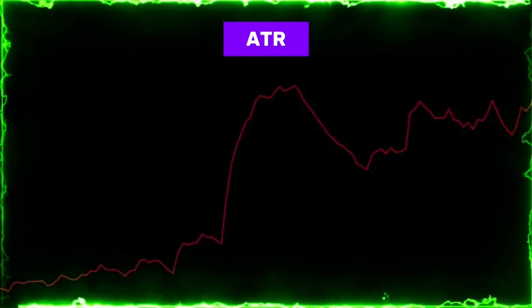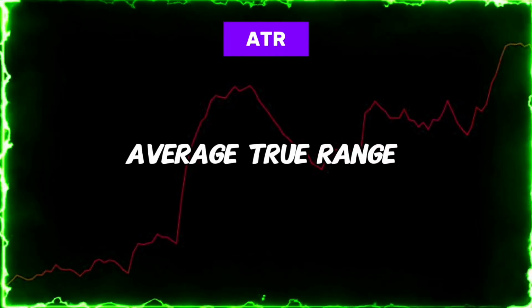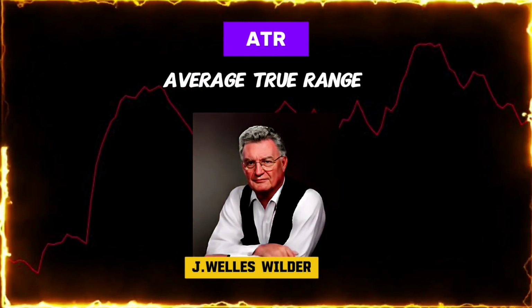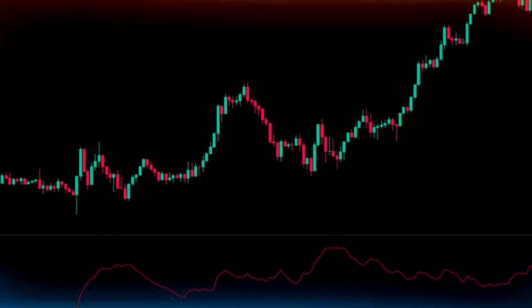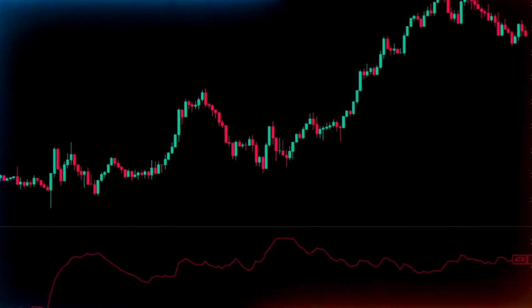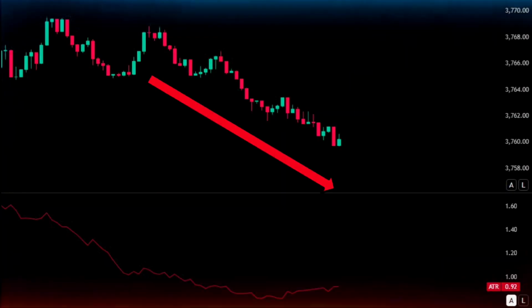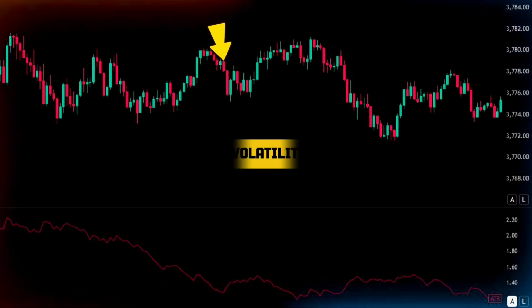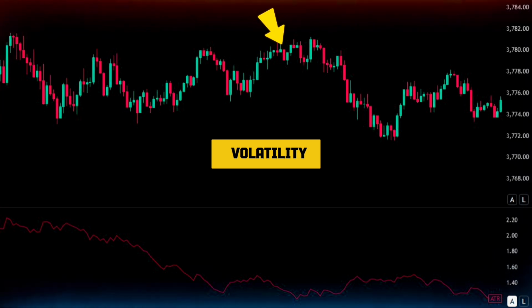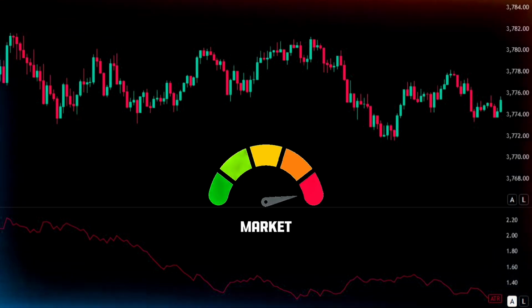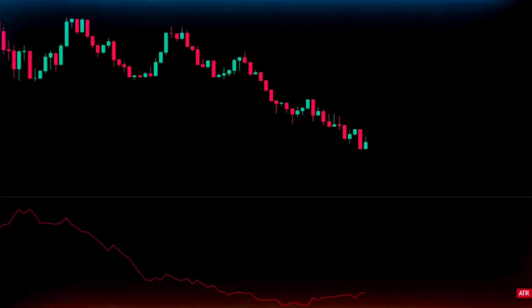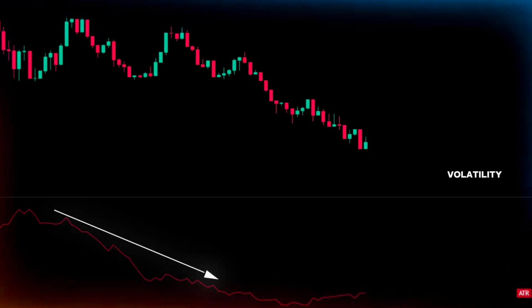So, ATR stands for Average True Range. It's an indicator created by J. Wells Wilder to measure market volatility. Remember, ATR does not show trend direction. It doesn't tell you if the price is going up or down. Instead, it tells you how much the price is moving. It's volatility. Think of ATR as the market speedometer. When ATR is rising, volatility is high. When ATR is falling, volatility is low.